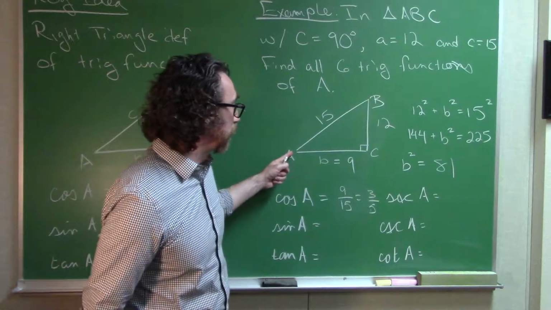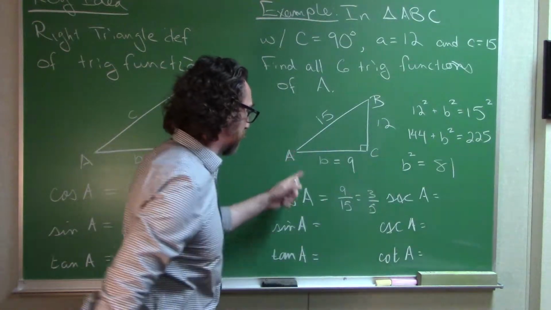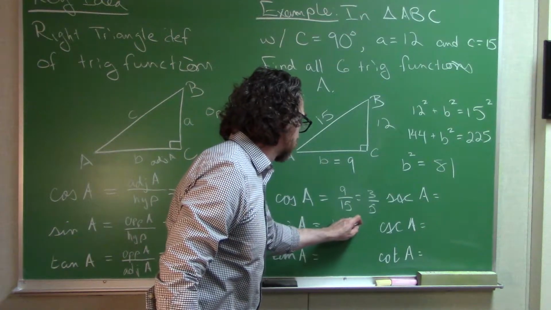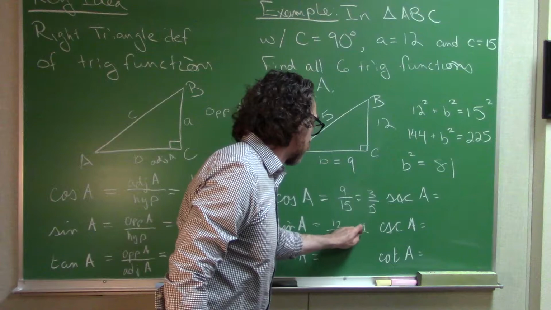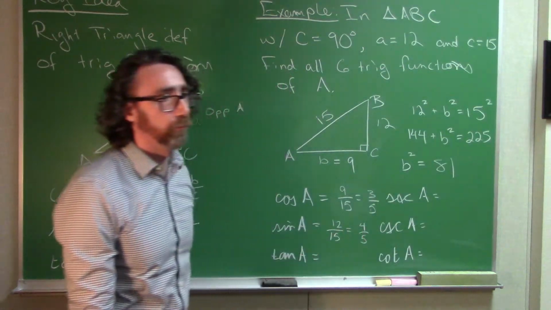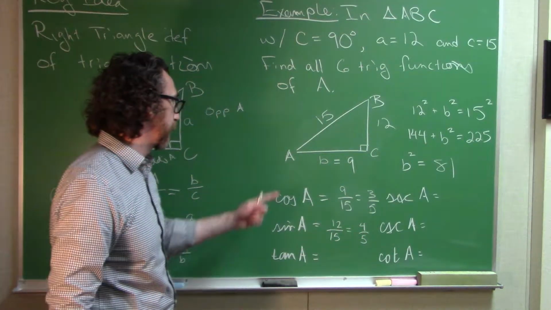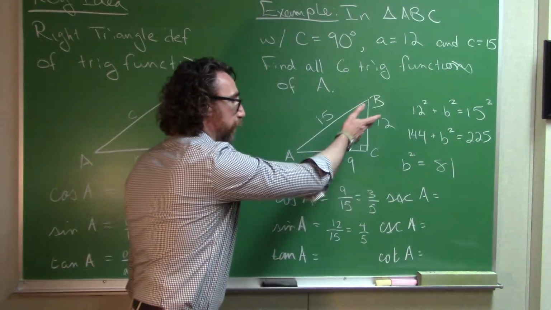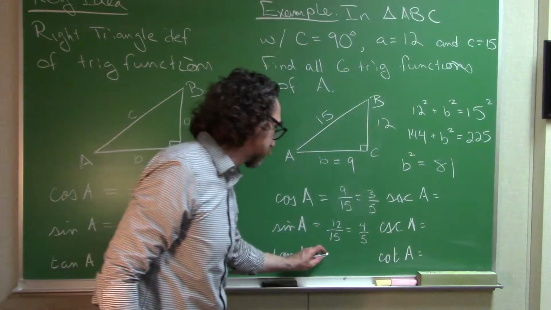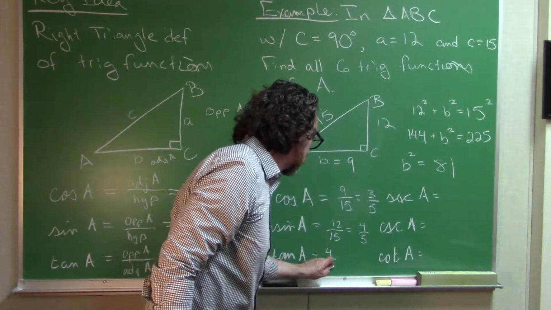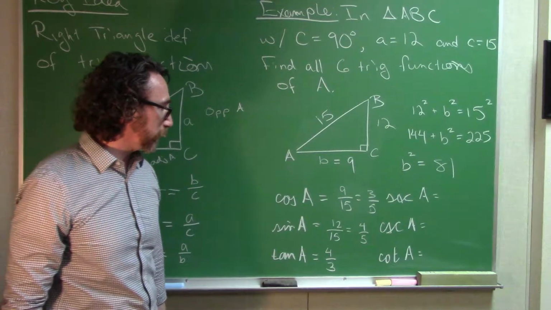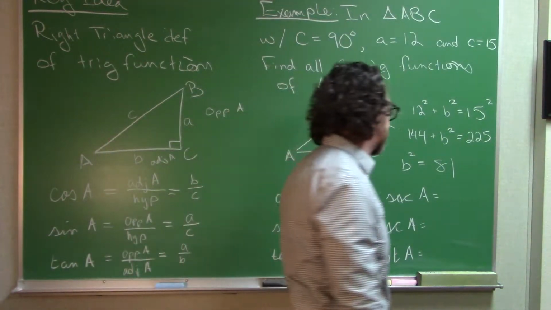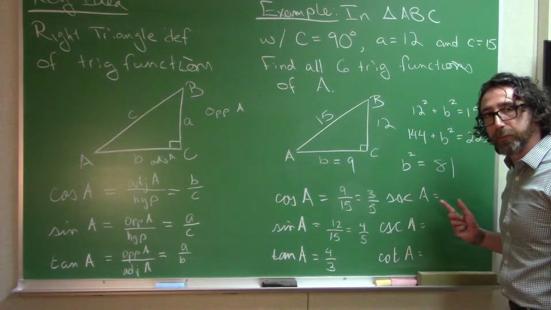Sine of angle A, opposite over hypotenuse. 12 over 15, or if we reduce, 4 over 5. Tangent of angle A, opposite over adjacent, 12 over 9, we can reduce, 4 over 3. Now that we've got these three, we can use the reciprocal identities to get the other three for free.